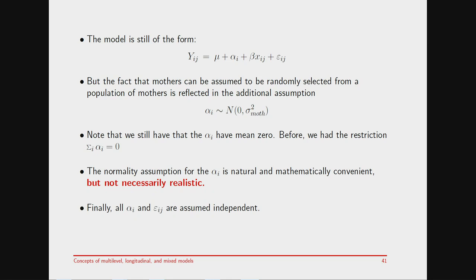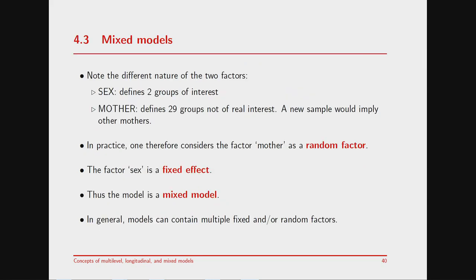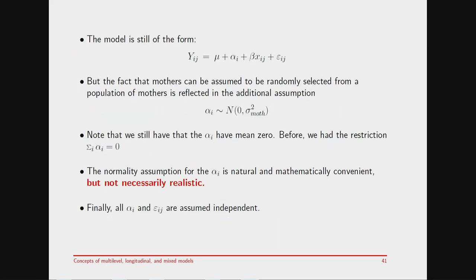The moment you say a normal distribution, as you all know, a normal distribution has two parameters, a mean and a variance. What will we put in as mean? Well, remember, before, we used the restriction that the alphas sum to 0, such that mu would be the overall average. We will keep that. So we will assume the alphas to have mean 0. And then the other parameter is the variability, which is sigma squared, now with an index mother.